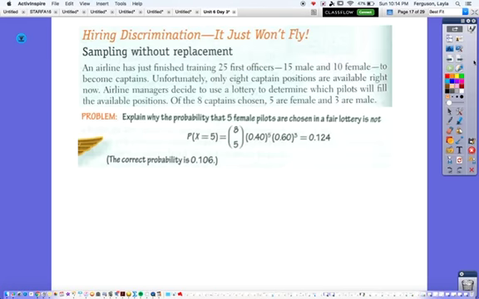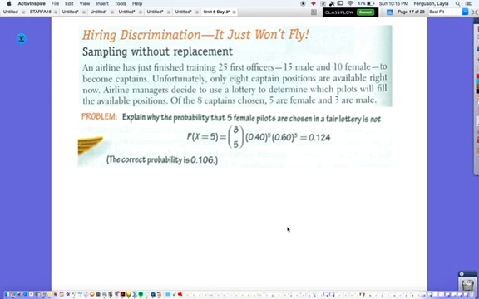So when we look at an example about that, we've talked about this hiring discrimination example before. We did that at the very beginning of the year. And so just to remind you what that is, an airline has just finished training 25 first officers, 15 male and 10 female, to become captains. Unfortunately, only 8 captain positions are available right now. Airline managers decide to use a lottery to determine which pilots will fill the available positions. Of the 8 captains chosen, 5 are female and 3 are male.